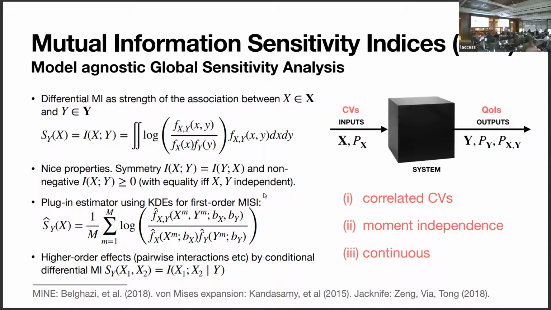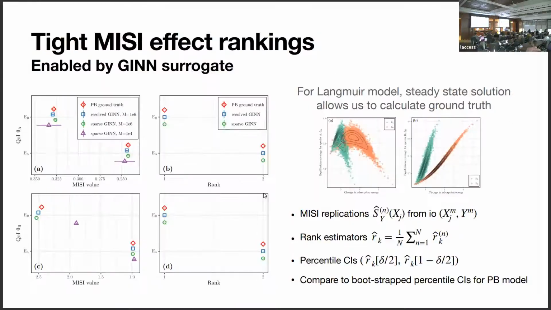The other thing with mutual information is that you're also able to think about higher order effects by looking at conditional differential mutual informations. So for our complicated systems with correlated variables, this becomes a sensible thing to do. I show you, for this Langmuir model, you're able to compute some ground truth rankings using the physics-based model and different variations using the GIN, for example getting it to produce very much data versus not so much data. You get rankings that are fairly in agreement with it.